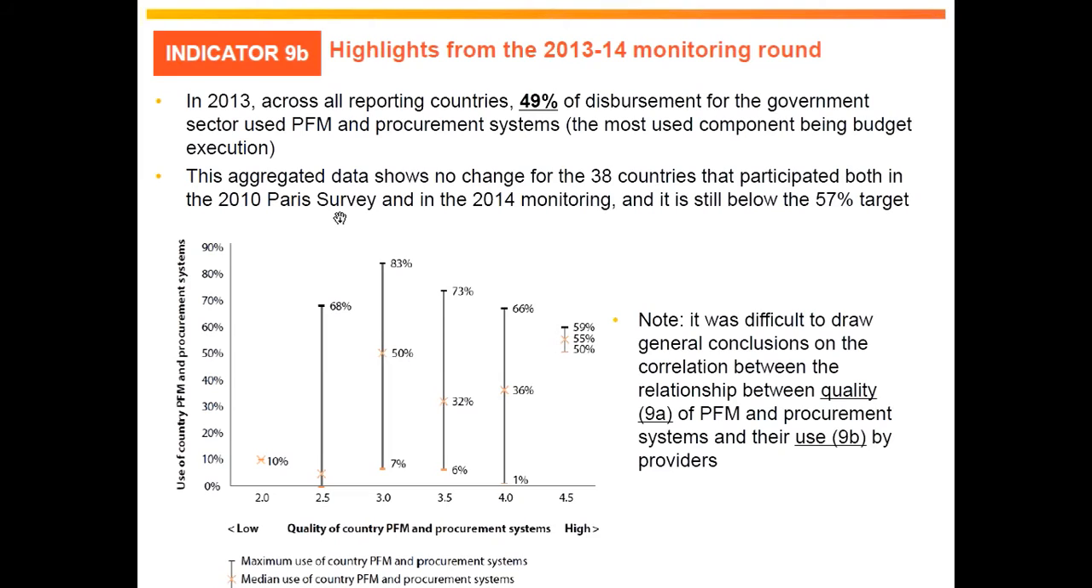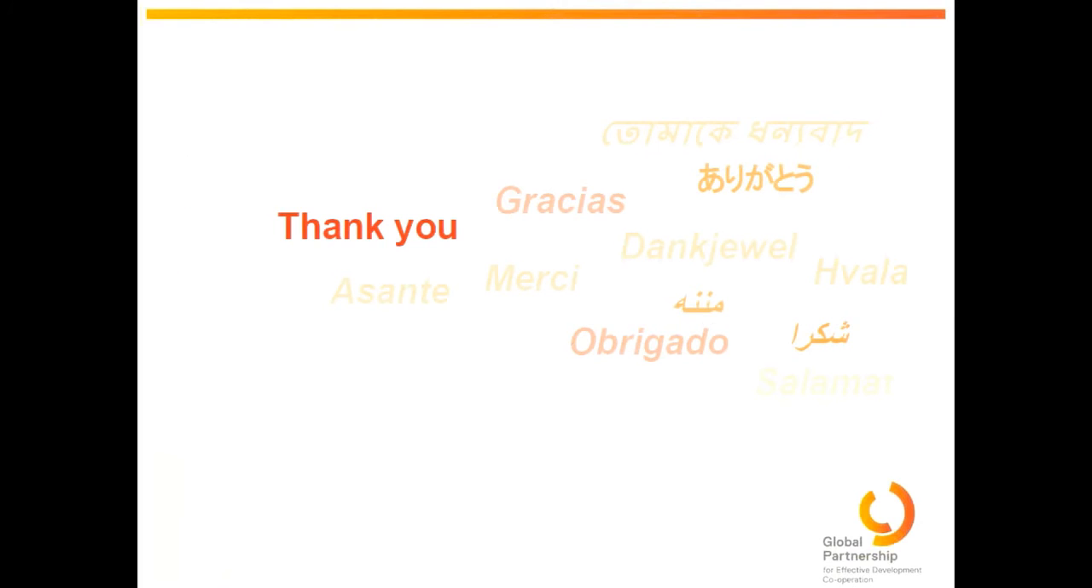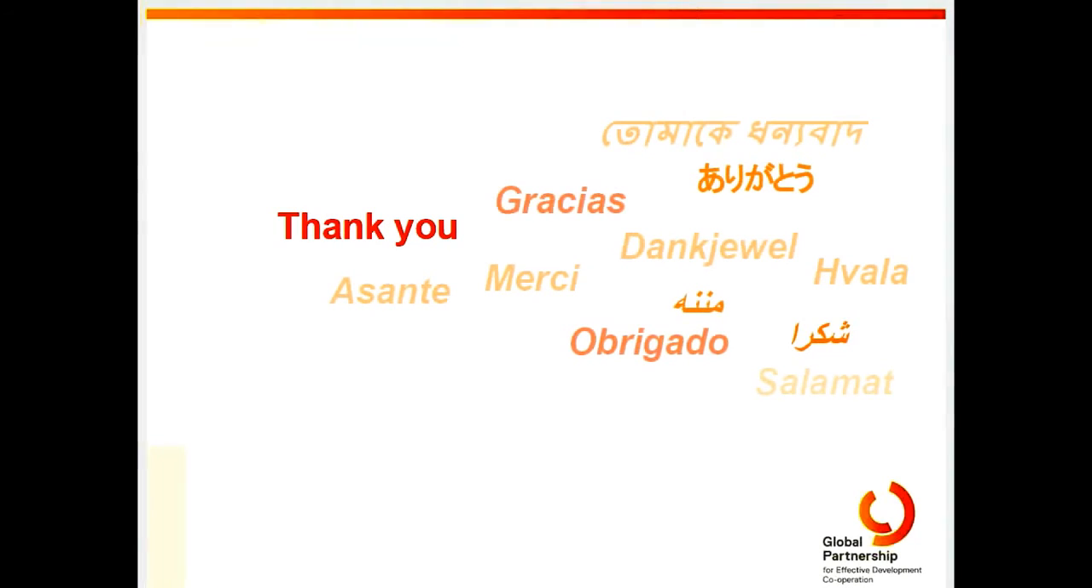We also found that although there is not a very strong correlation still between use and quality of country systems, there is a discussion at the international level between the two parties, providers of development cooperation and developing country governments. If I strengthen my systems, will you be using them, and vice versa? And there doesn't seem to be still a good correlation between the two actors.